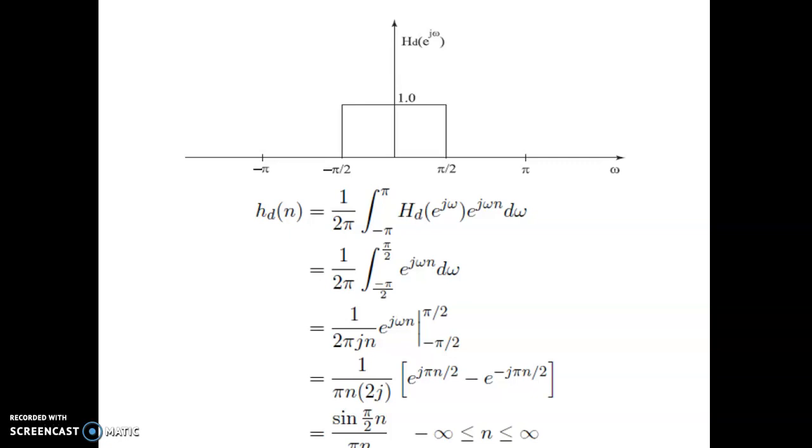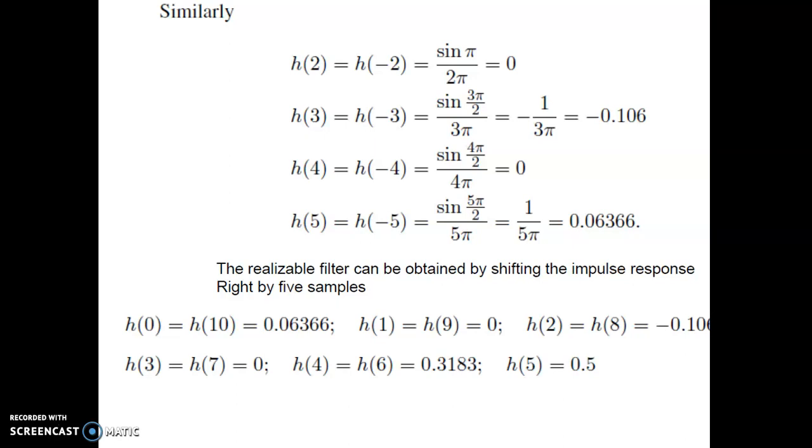This shows that we can have an infinite number of coefficients for hd of n, but according to the problem we need to limit it to N equal to 11. So what we do is we take h of 0, h of 1 and h of minus 1, h of 2 and h of minus 2, h of 3 and h of minus 3, h of 4 and h of minus 4, h of 5 and h of minus 5. See that these filter coefficients are symmetrical. So what you get are values of 0, minus 0.1060, and 0.06366 as the corresponding values.